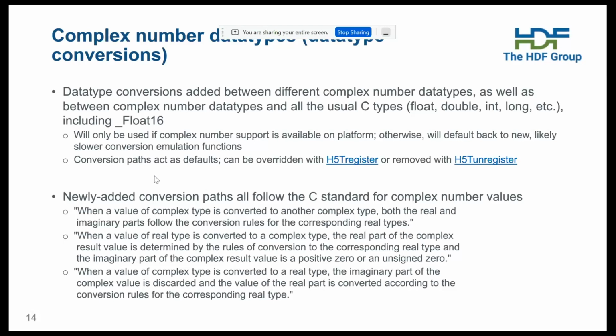And I just mentioned briefly here, all these new conversion paths just follow the C standard rules on this. So if you convert a complex number to another type, each of the parts of the complex numbers are converted according to C standard rules. And if you convert a real type to a complex number, the complex number's imaginary part just has a 0, and the real part is converted like normal. And if you convert a complex number to a real type, the imaginary part's discarded and the real part's converted like normal.